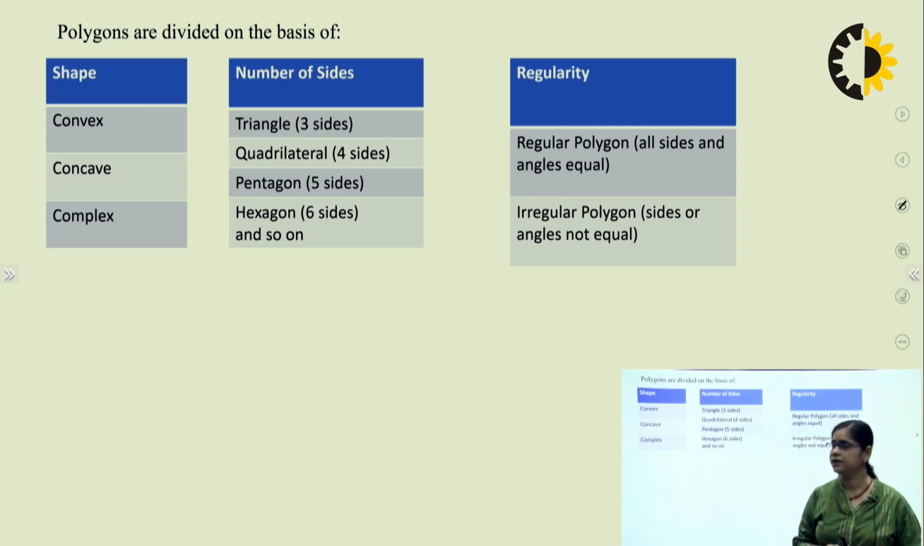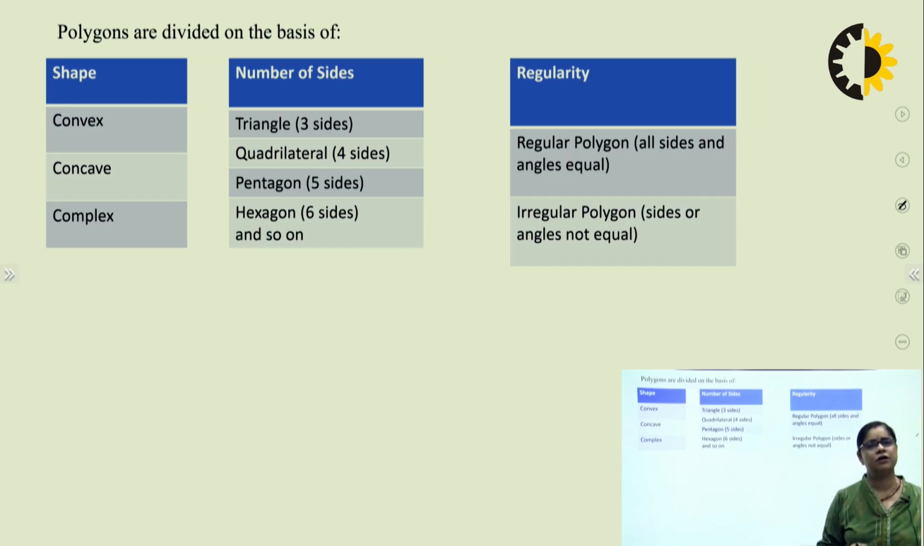Number of sides, we can understand: a triangle has 3 sides, a quadrilateral has 4 sides, a pentagon has 5 sides, a hexagon has 6 sides, and so on. So a polygon can have any number of sides. In the previous slide we discussed that the triangle is the basic, normal polygon which has 3 sides. For other polygons, the sides can vary, right?